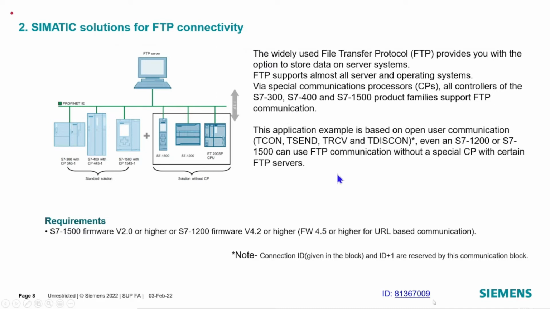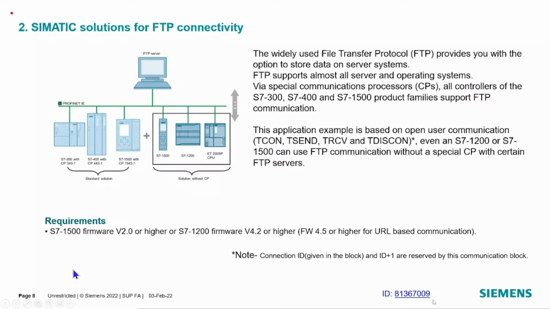Here also we'll be using open user communication in the backend. And what is the main thing? If you are using one connection ID, because of open user communication in the backend, we have to give a connection ID, and this connection ID plus one will be reserved internally. So if you have some other communication planned apart from this FTP communication, you have to spare one more ID. For example, if you keep connection ID 1 for this particular block in the DB, then 1 plus 1, so 1 and 2, are reserved for this. This additional one will be used dynamically, so you will be able to use from the third onwards. That should be kept in mind.